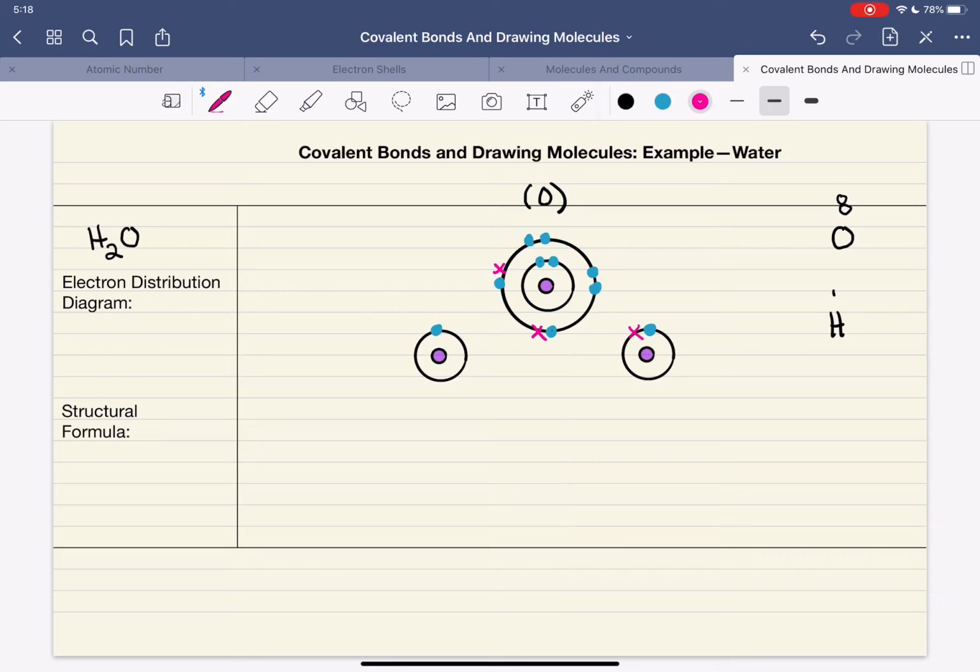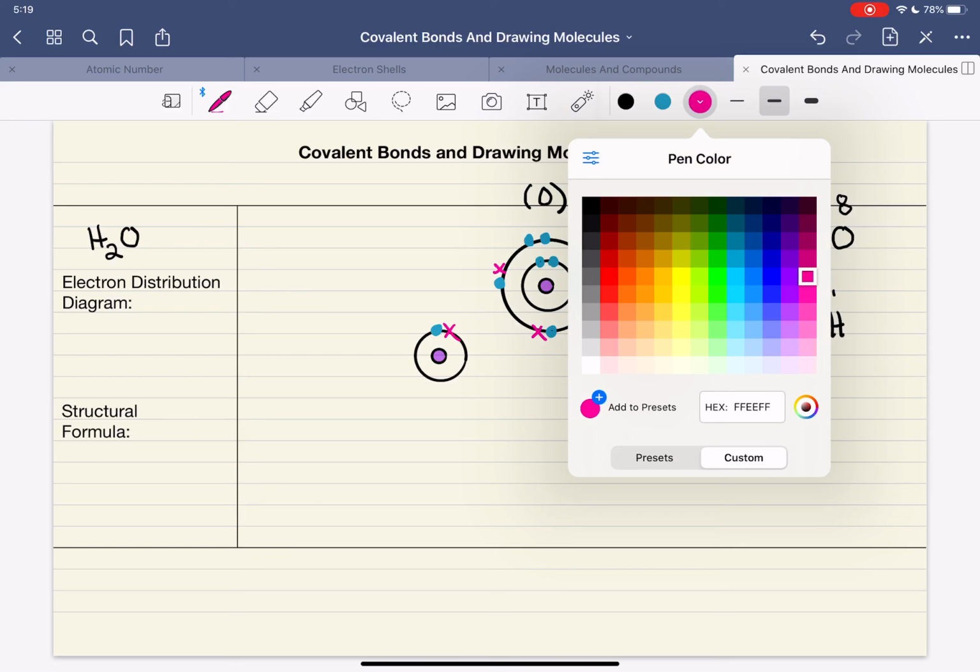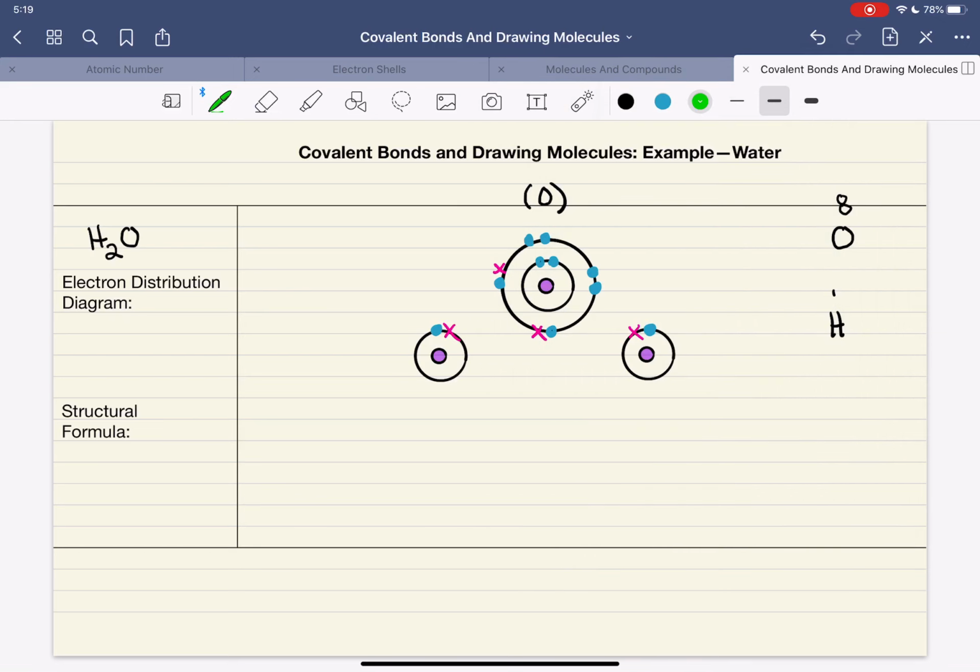Each one wants 1 more. Now, you can see why oxygen and the two hydrogens can make each other happy. I pick the color green again. They can share valence electrons. That's one pair that they can share.